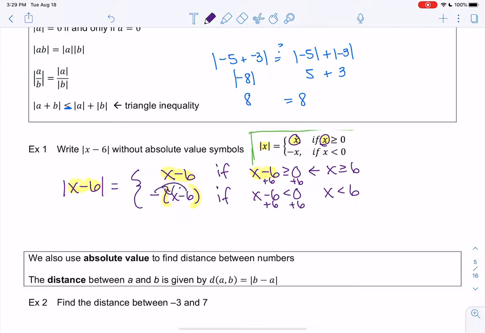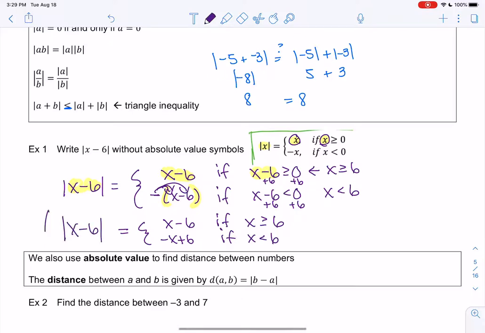And we could also get rid of the negative sign if we wanted to. So x minus 6 when x is greater than or equal to 6. And then it'll be negative x plus 6, right? Distribute that negative when x is less than 6. And this will help us graph absolute values. It helps us do some calculus with them later when you get into calculus, just because we need to get rid of that symbol.